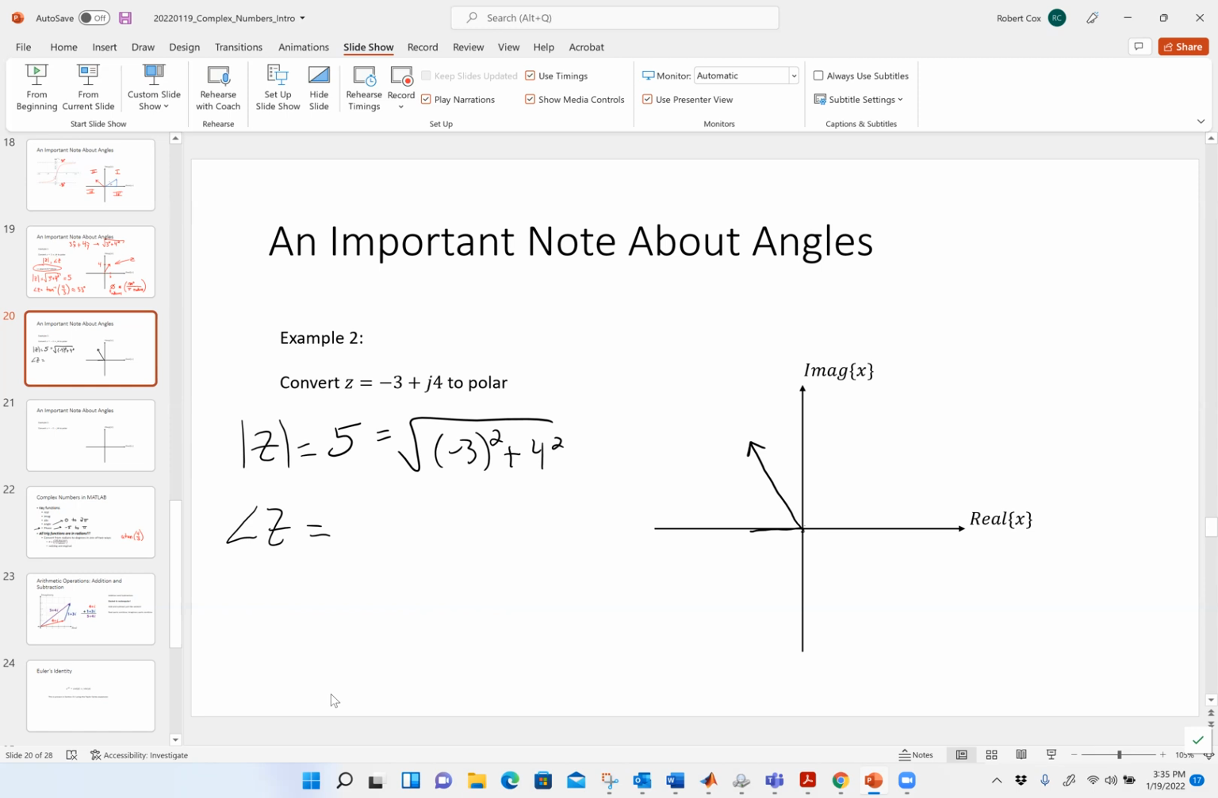I have a question. Is this going to be the same if it's positive 3 minus 4j? Does the minus here get injected to the 4?